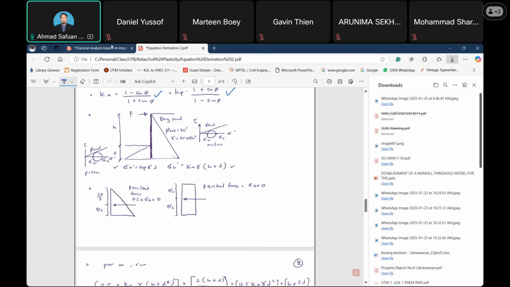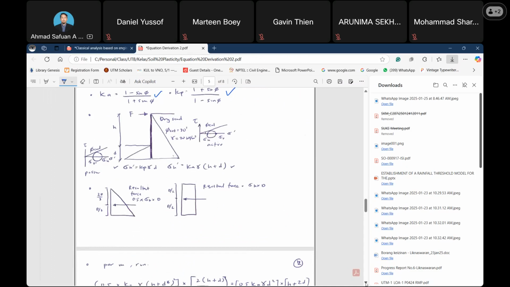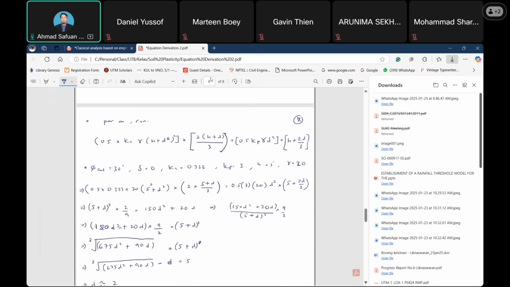And for the rectangular shape, the resultant force is the area, and the line of action is half the height, using the same datum. So then we do the calculation to determine the force required to stabilize the wall.